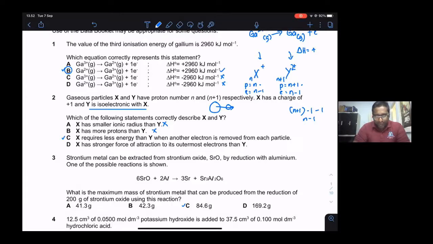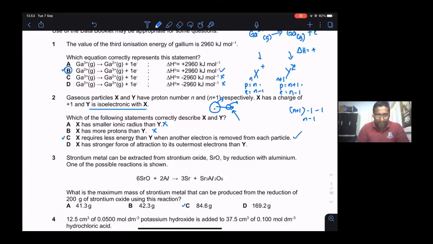Then, X requires less energy than Y when another electron is removed from each particle. Do remember that 1 electron has already been removed here and 2 electrons here. So if you want to remove 1 more electron from each, it is more difficult to remove from Y. Why? Because the nuclear attraction is stronger. You can see from the size itself. So to remove from Y you require more energy, and X requires less energy, so the statement is correct.